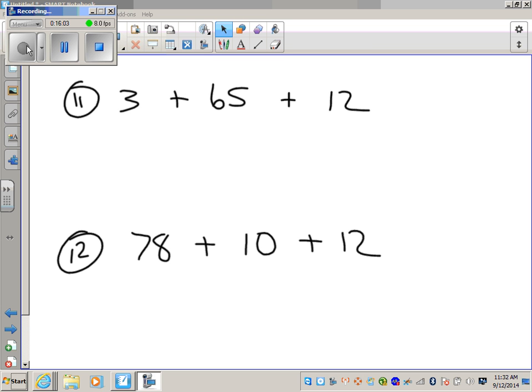Tyler. And why would you choose that method? What was 65 and 12? And then 77 plus 3 was what? 80. And what property was that? You used the commutative property. You changed the order. Okay? Sure. Fred.